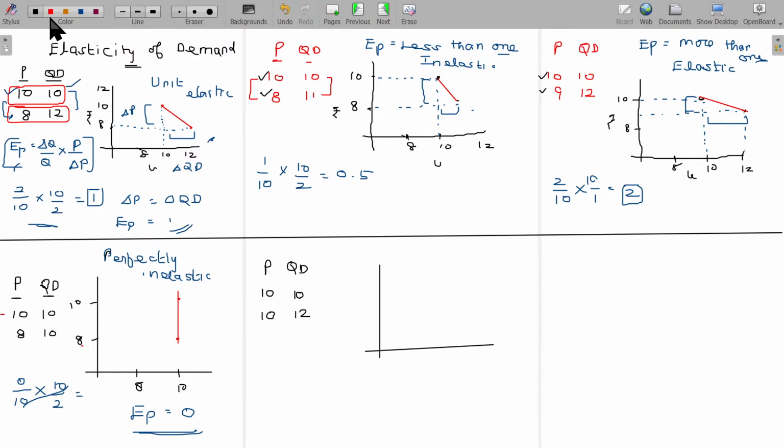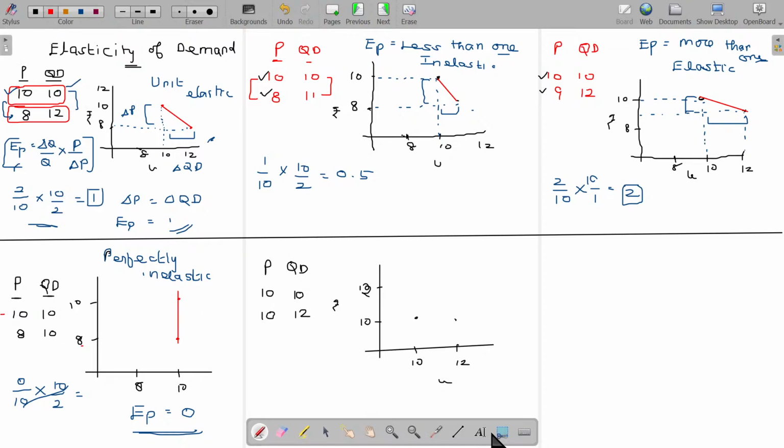Okay, let's see here. Now, this is 10, here also 10, and 12. This is units, this is rupees. When the price is 10, the quantity demanded is also 10, and suddenly the quantity demanded increases to 12 without changing the price. If I connect these two dots, it will be a horizontal line. So, in the case of a horizontal line, what could the answer be? Perfectly elastic, right?